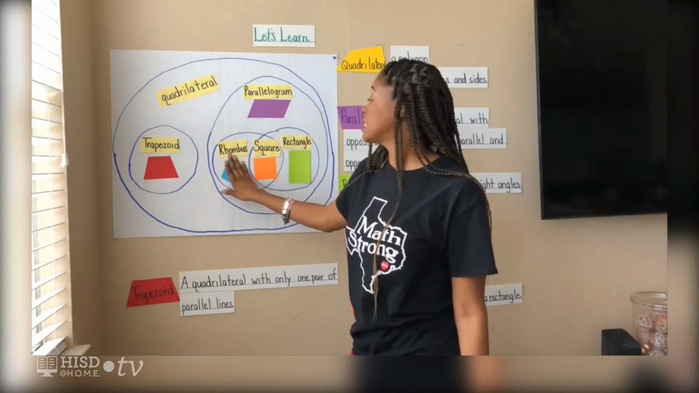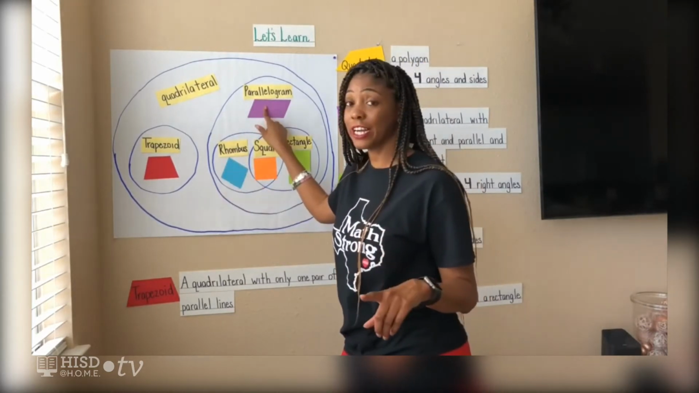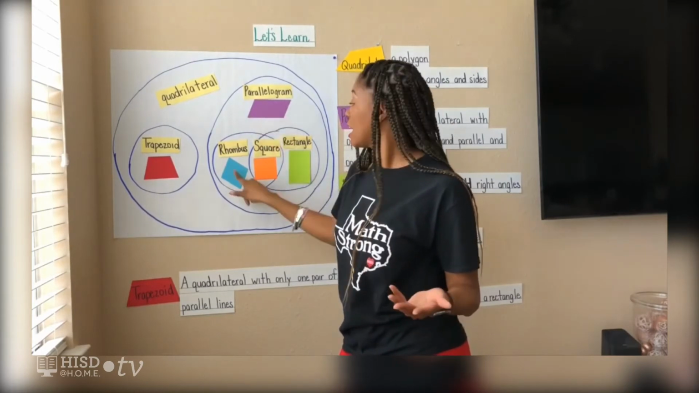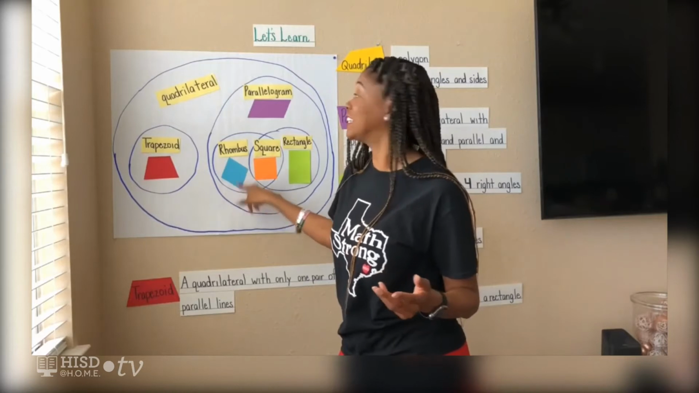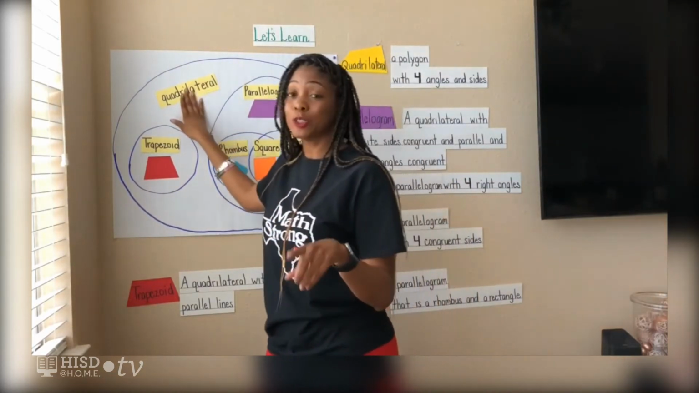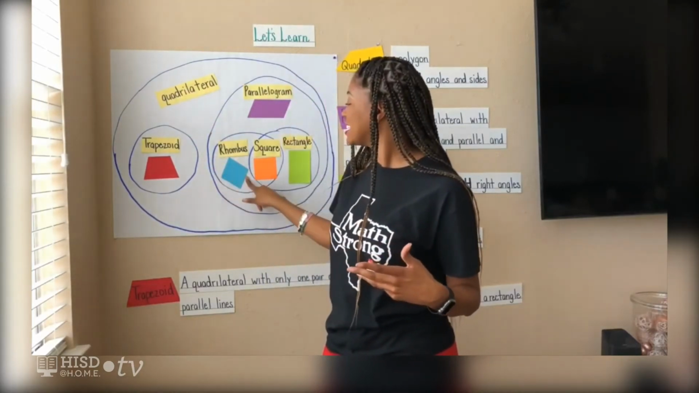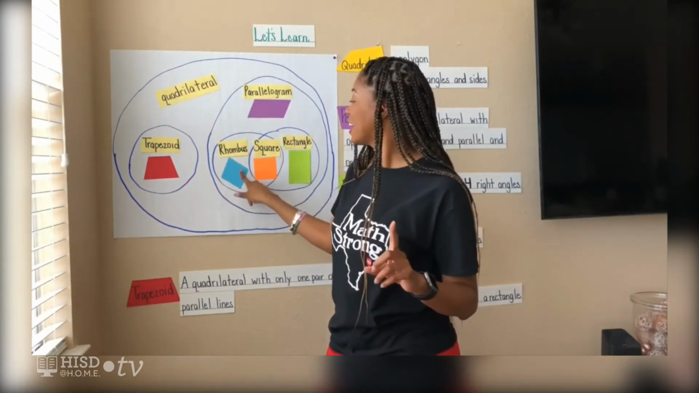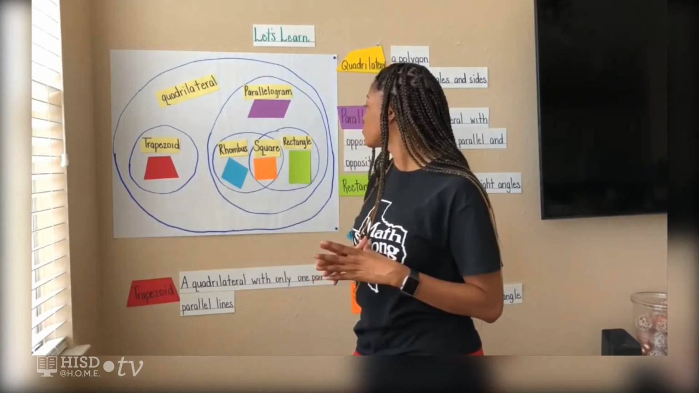A rhombus can also be called a parallelogram because the opposite sides are parallel and the opposite angles are congruent. But it can also be called a quadrilateral because it has 4 sides and 4 angles. Yes, you see how this works.